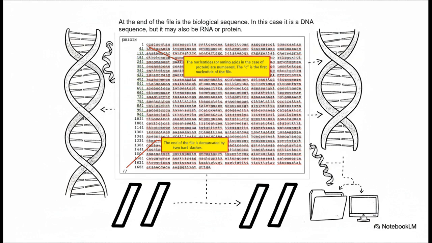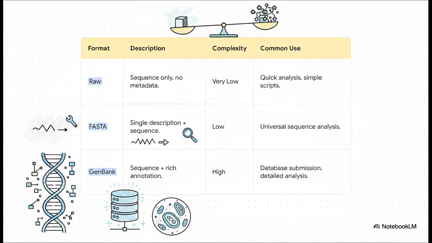is officially done. So, the big takeaway here is that you've got to choose the right format for the job. RAW is for quick and dirty scripts. FASTA is the universal currency that nearly every analysis tool will accept. And GenBank? That's the archival format for deep, detailed analysis and for submitting your data to public databases. It's always a trade-off between simplicity and how much information you need.